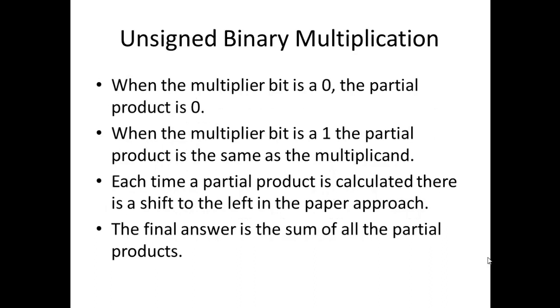When the multiplier bit is 0, the partial product is 0. On the other hand, when the multiplier bit is 1, the partial product is the same as the multiplicand. Each time a partial product is calculated, there is a shift to the left in the paper approach. The final answer is the sum of all the partial products.